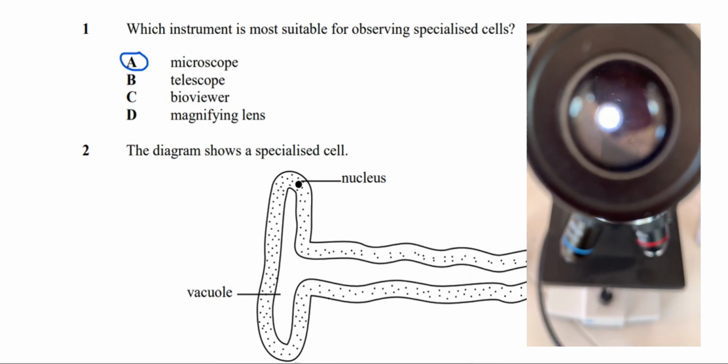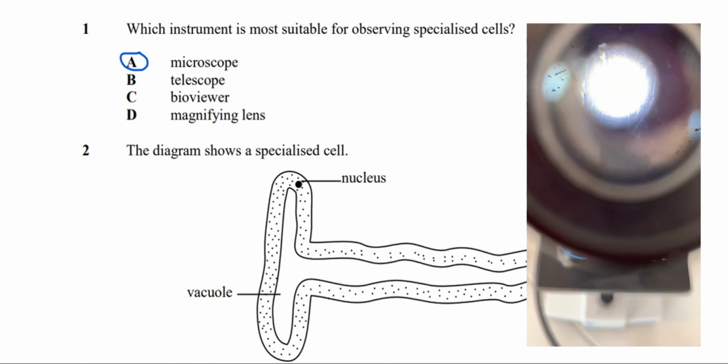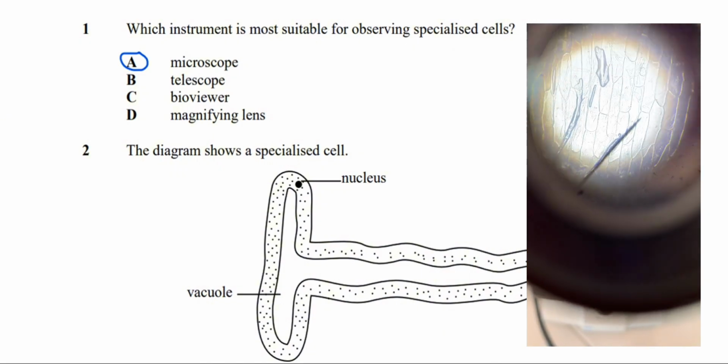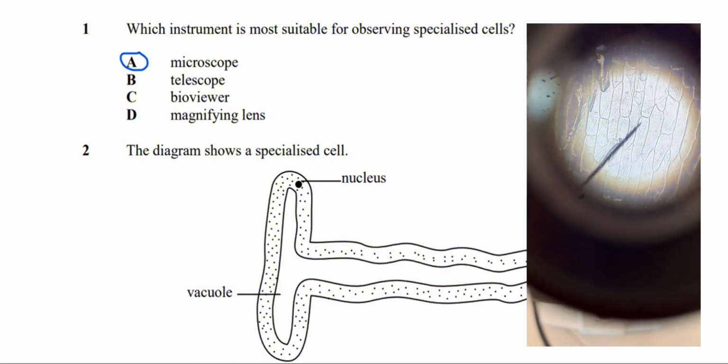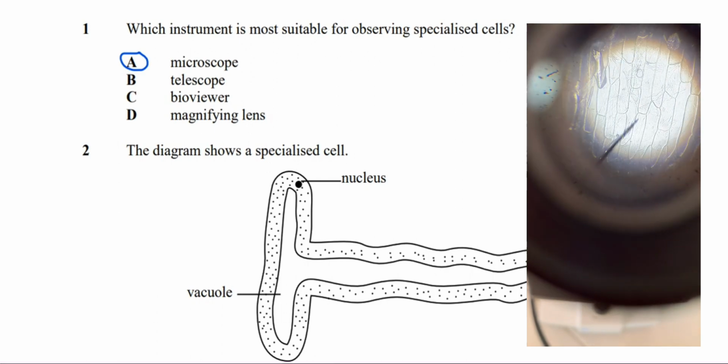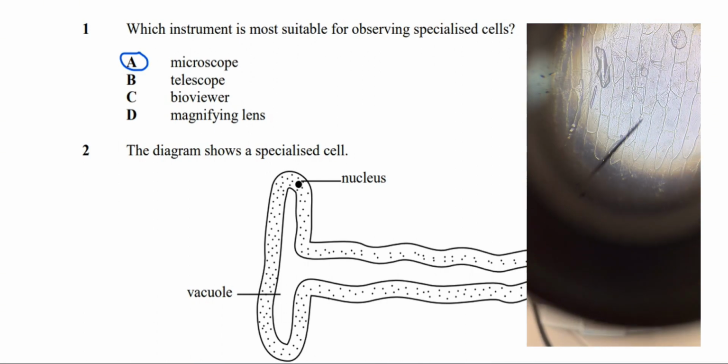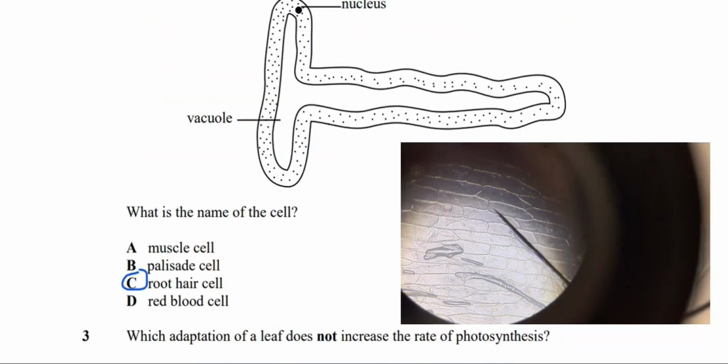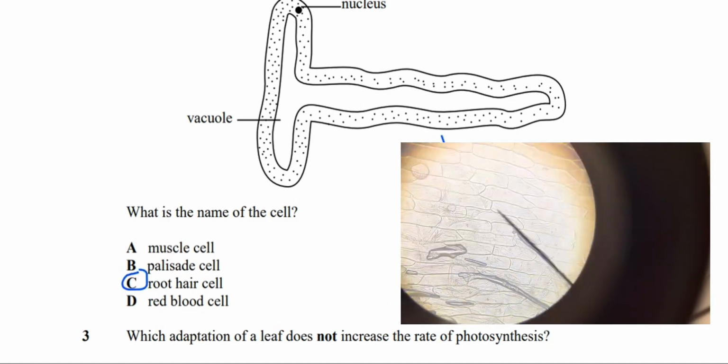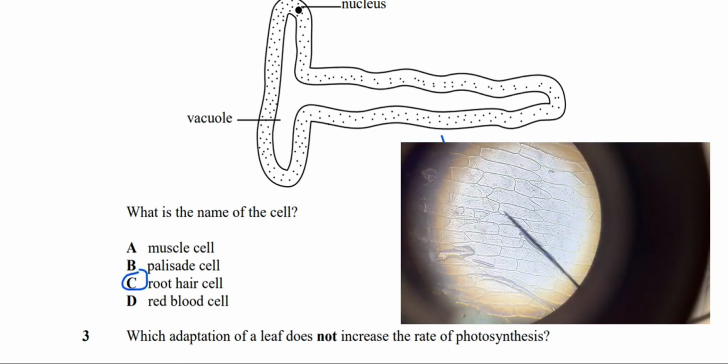The diagram shows a specialized cell. You can see there's a nucleus, there's a vacuole, but there's an extension of the cell. Automatically, this cell is a root hair cell. Its specialization is this extension, an extension of surface area to absorb water.